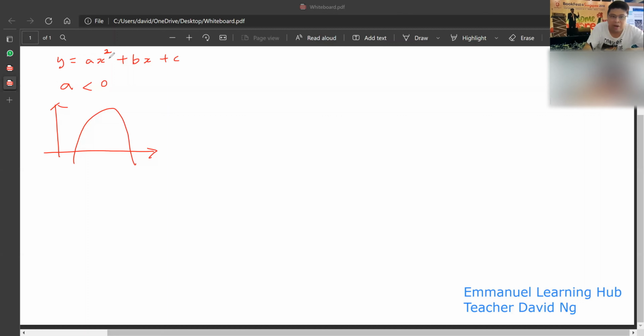So if this is very negative, then as x gets bigger, as x gets bigger, it will turn this part, because initially it's like that, negative.